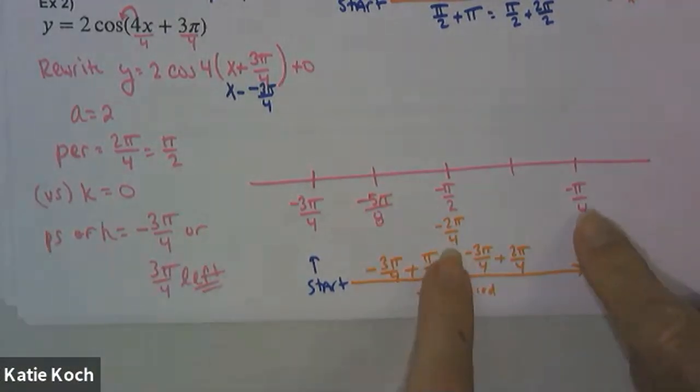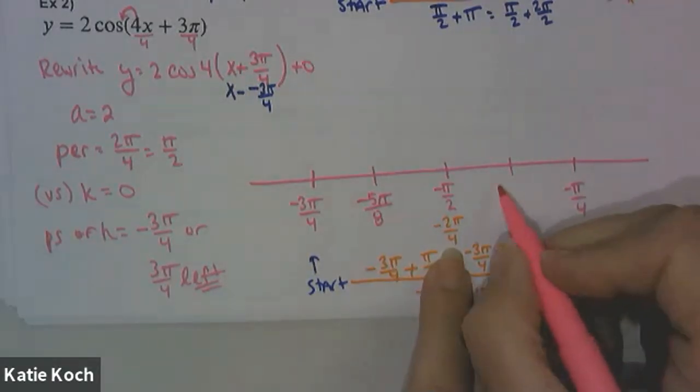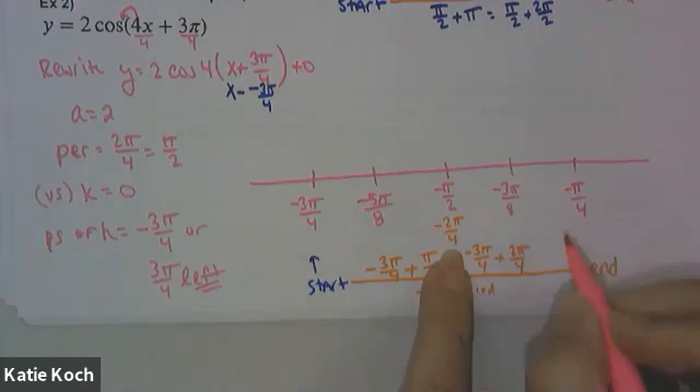I'm going to do it again. So I'm going to add these together to get negative 3 pi fourths. I'm going to cut it in half to get negative 3 pi eighths.